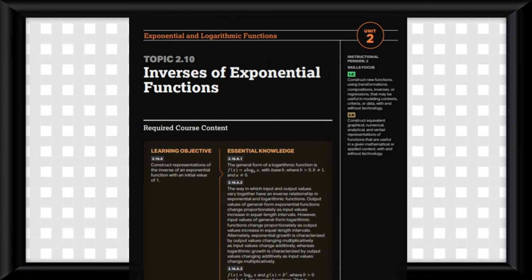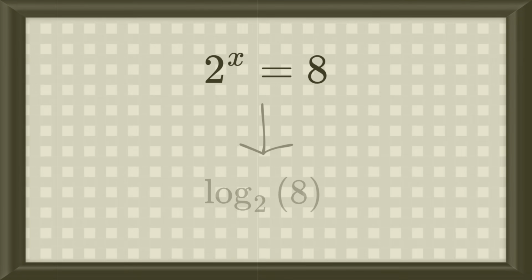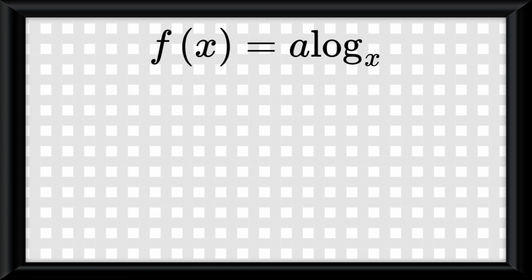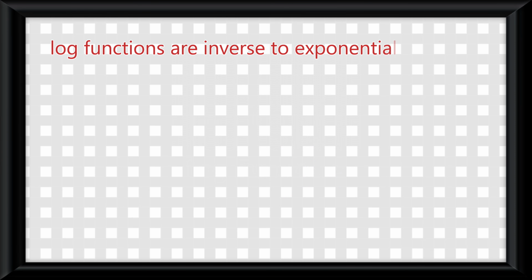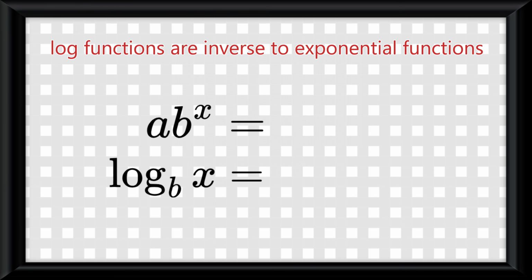Topic 2.10 introduces log functions. Now you might be confused because last video we introduced logs, but in that video we introduced log expressions, not functions. The log function looks like this, where of course a cannot equal 0, b has to be positive, and cannot be 1. If you remember back to inverse functions, the way they work is the coordinate points get swapped between the original and the inverse function. Well, log functions are inverse to exponential functions, meaning if an exponential function has a point at (t, s), the inverse log function of it will have a point at (s, t).